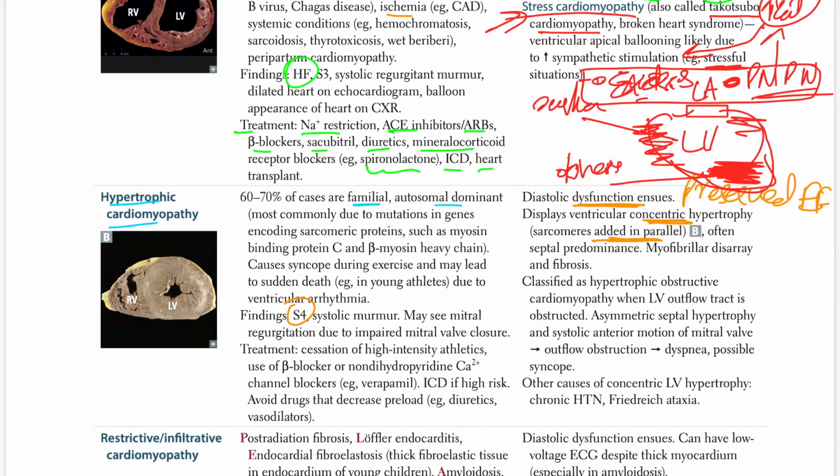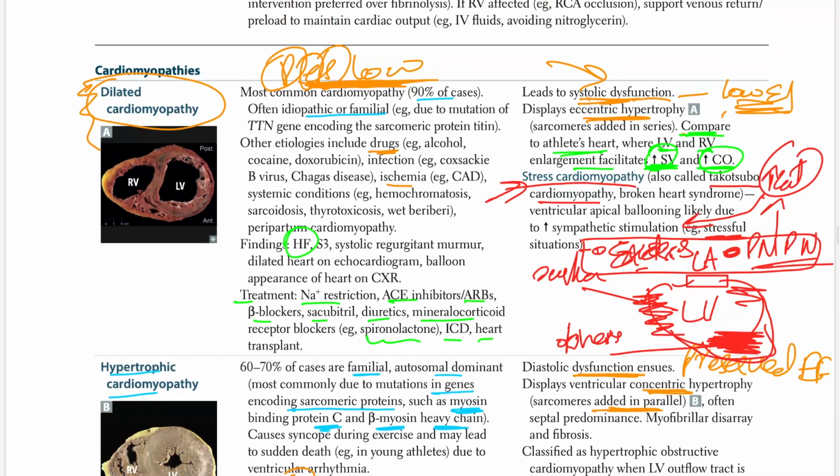High yield again. Mutation is in the gene encoding for sarcomere proteins such as myosin binding protein C and beta myosin heavy chain. So what was the mutation in the top one? We had a mutation in TTN gene, which was encoding for sarcomere protein titin, right? And here is again a sarcomere protein, but not the titin. Both are sarcomere protein. Over there, the problem is in the TTN gene causing problem in titin. Here, the problem is in the myosin binding protein C.